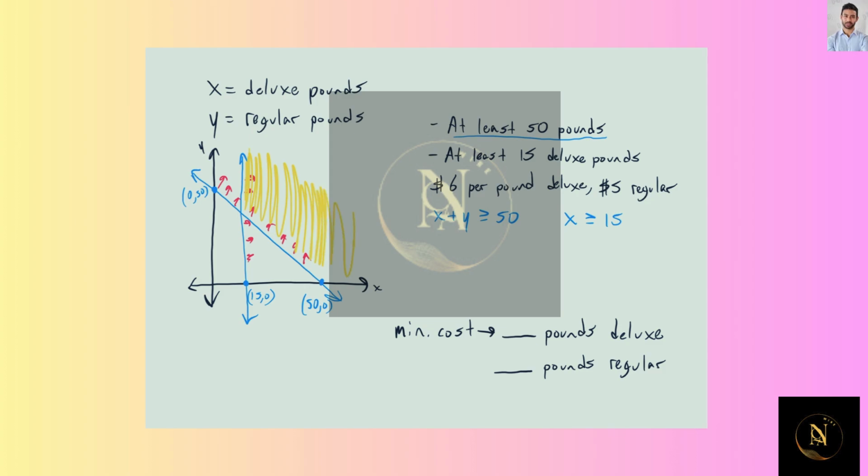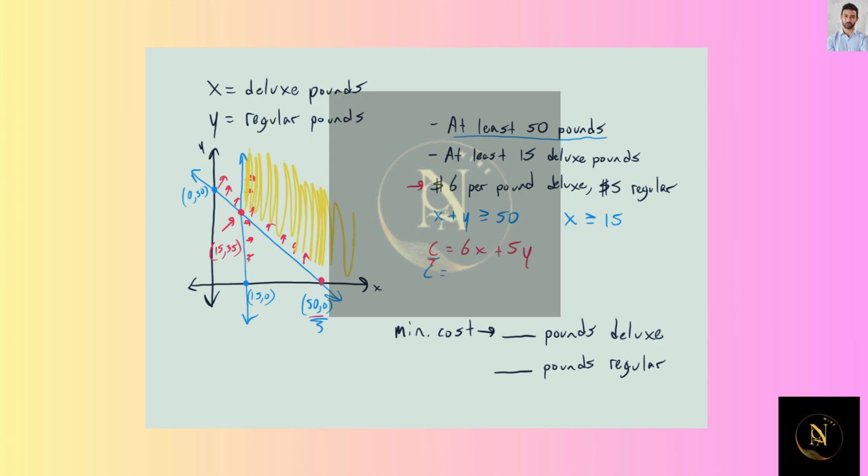And the last thing we're going to look at is the objective function, where we have the cost, which we're looking to minimize, as 6 times X for $6 per pound for the deluxe, plus $5 per pound for the regular. And when we have an objective function that we want to figure out where we can either maximize or minimize the output value, we look at the corner points of our feasible region, and the only corner points we have will be the (50, 0), or our intersection point here, which would be (15, 35).